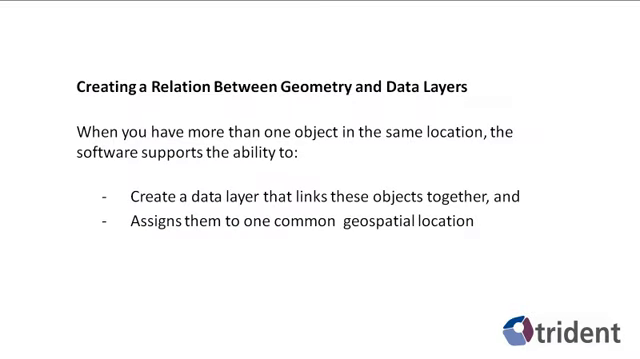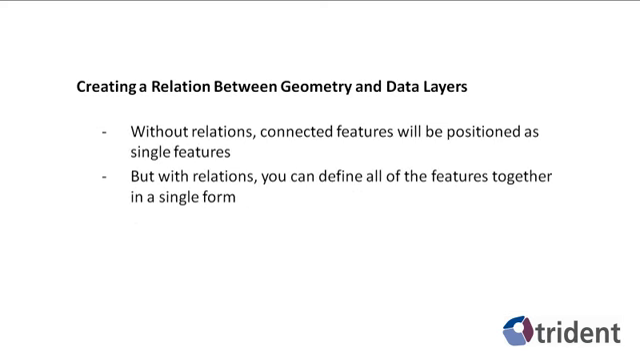When you have more than one object in the same location, such as poles with one or more signs on them, or poles with a sign and a traffic light, the software supports the ability to create a data layer that links these objects together and assigns them to one common geospatial location. Without relations, connected features such as a post, a sign, and a light will be positioned as single features. But with relations, you can define all of the features together in a single form. The decision on how you will treat these features ultimately depends on the method in which the assets are managed.